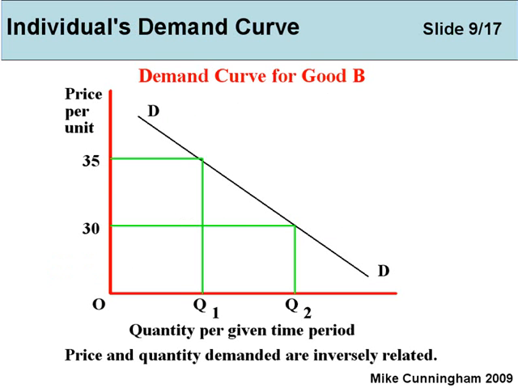In this case, we've got a demand curve for good B. We've got two prices, 35 and 30, and two quantities, quantity 1 and quantity 2. And we can see as the price increases from 30 to 35, less is demanded. We call that a behavioral assumption. We say people behave in that way because as the price goes up, we economize. We reduce our demand.